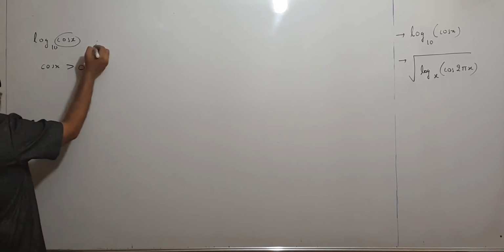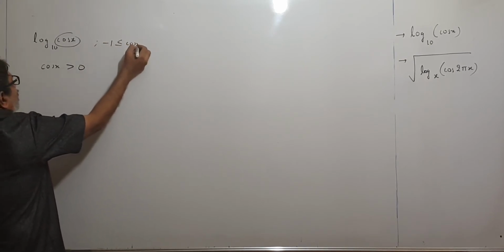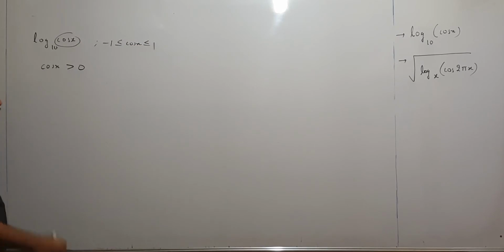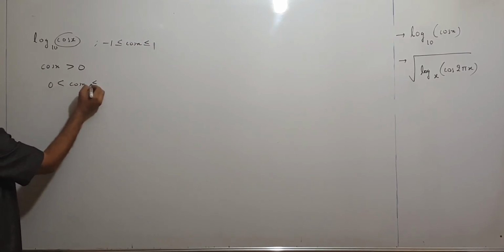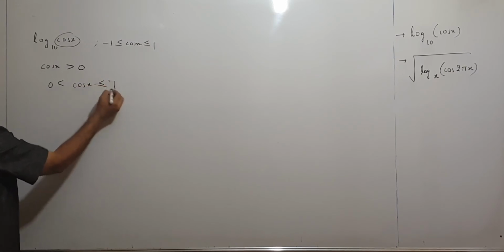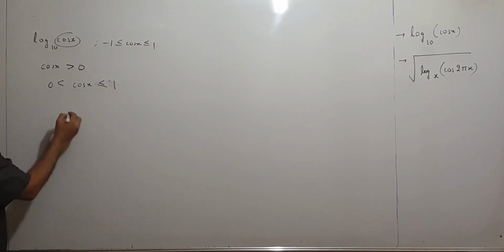Because you know that minus 1 is less than or equal to cos x, which is less than or equal to 1. Cos x can be negative, it can be 0, and positive also. But we can't allow negative numbers. We can't allow 0. That means 0 is less than cos x, which is less than or equal to 1. That is okay. So where will x be?